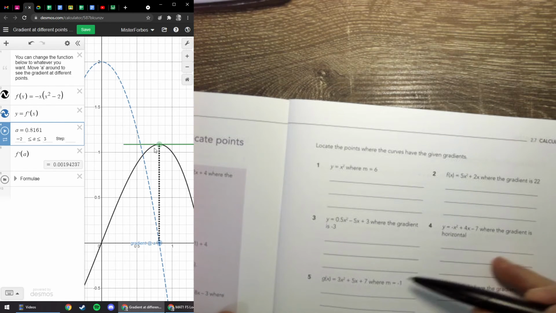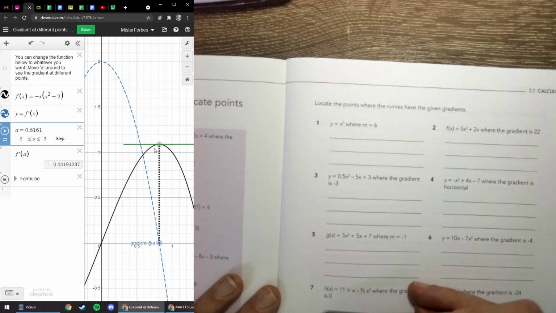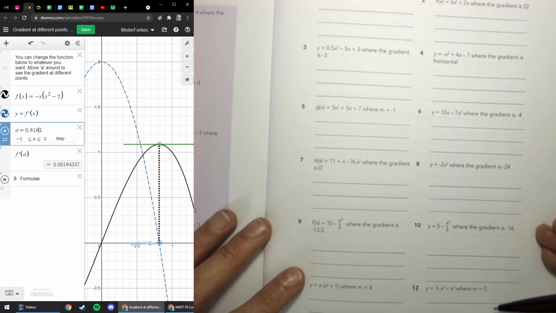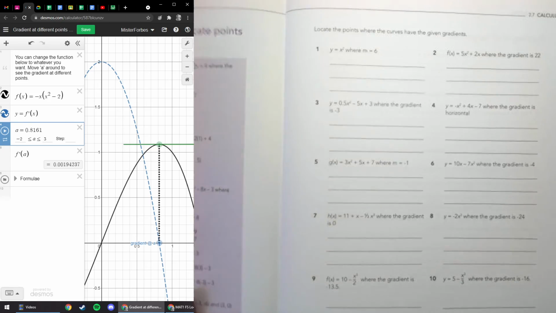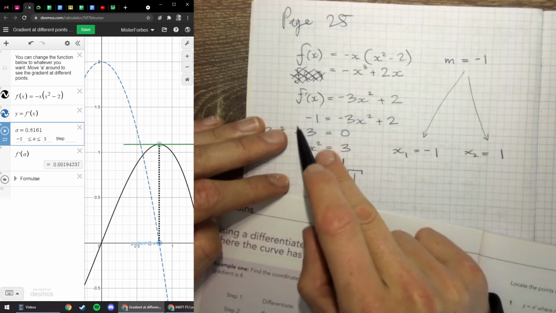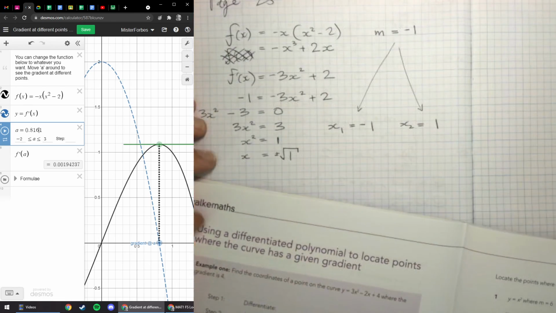Let's have a look at some other ones here. When the gradient's negative 1, you'll just substitute negative 1 into there. Negative 4, easy. Gradient is 0. Gradient's negative 24. All of the rest of these are just substitution. So all you're going to do is differentiate, substitute the gradient in for the whole left side, and find at what x values. x will become your unknown.